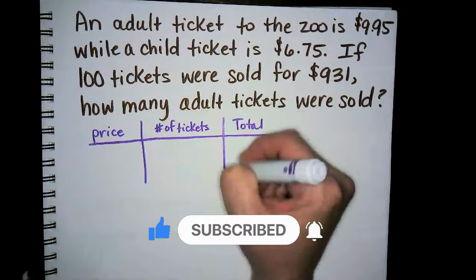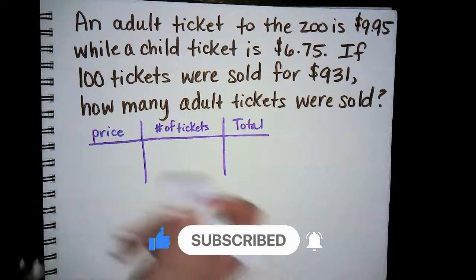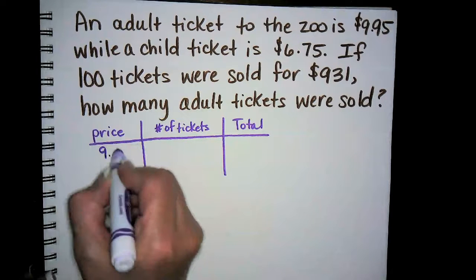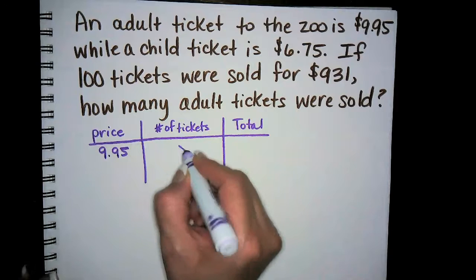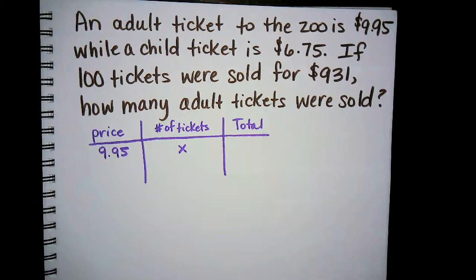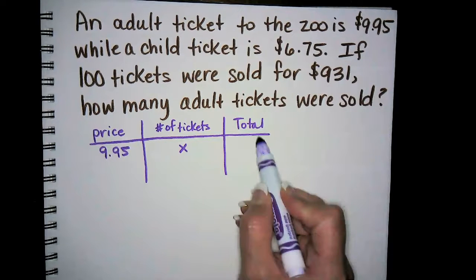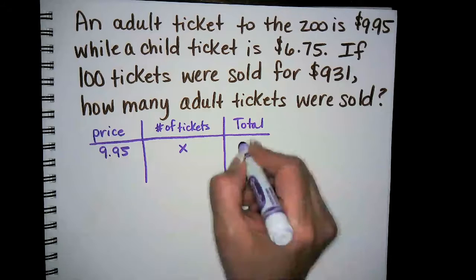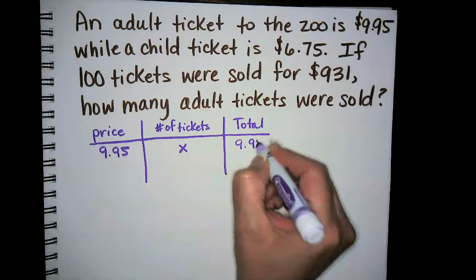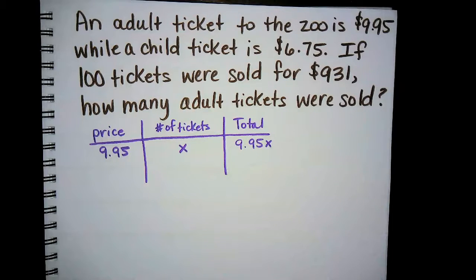Okay. So let's start with the adults. The adults were $9.95. And let's just say that their number of tickets is x, because we don't know. Now, in order to get the total amount that they sold for, we would multiply these two together. 9.95x.